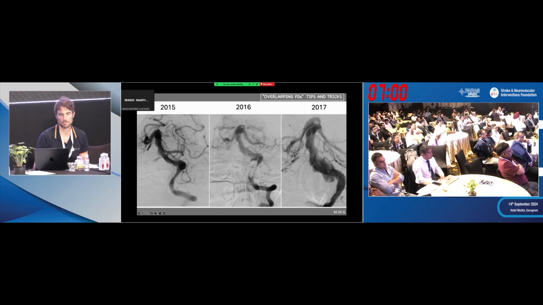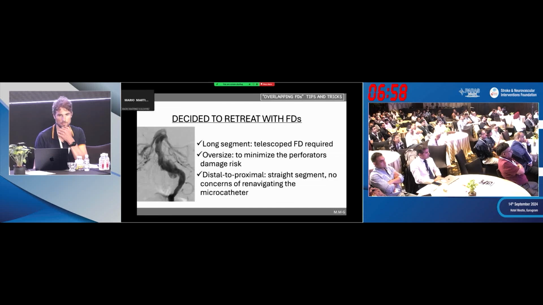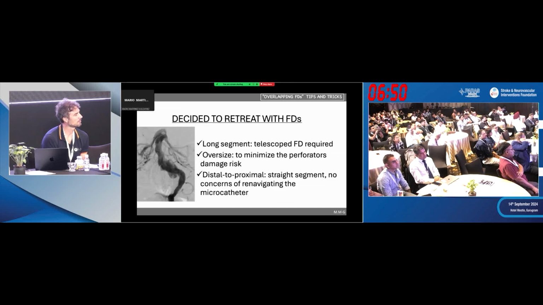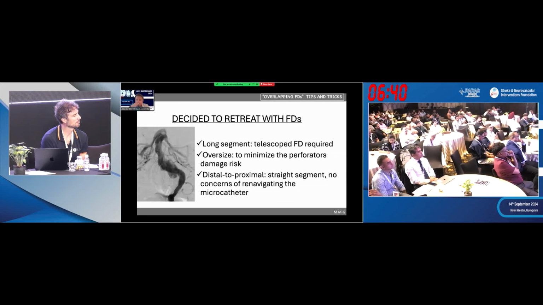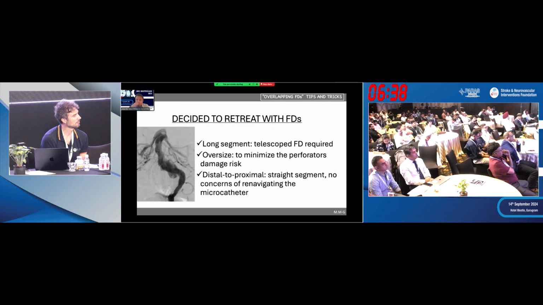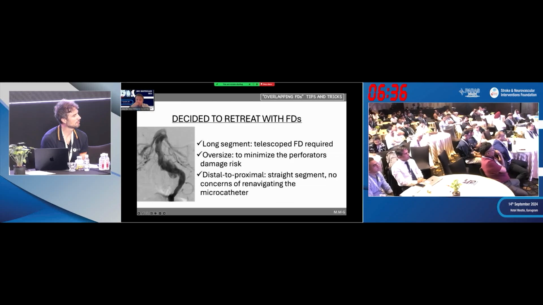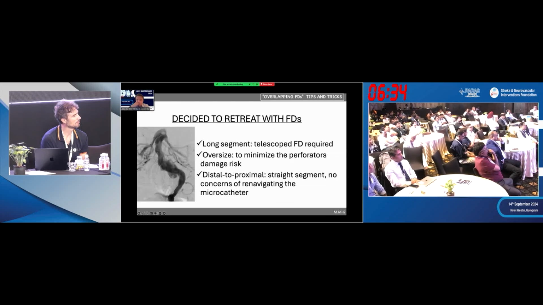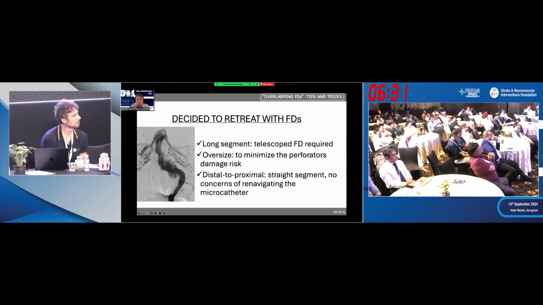So we decided to retreat with flow diverters, and we planned the strategy. It's a long segment, so for sure we need to telescope flow diverters. We need to oversize to minimize perforator damage. And in this case, which is very straight because the basilar is straight, it could be possible to do it from distal to proximal, the conventional way. A minor thing is to try to avoid the telescopic segment here to minimize the risk of perforator damage.